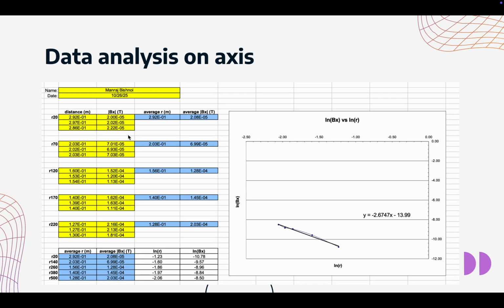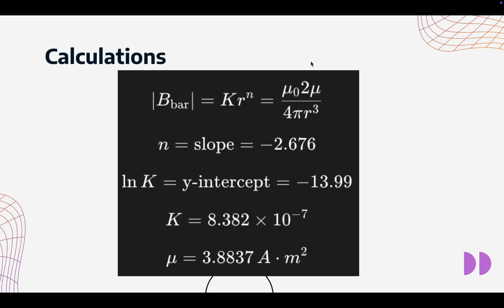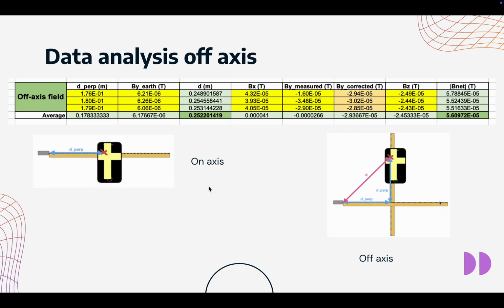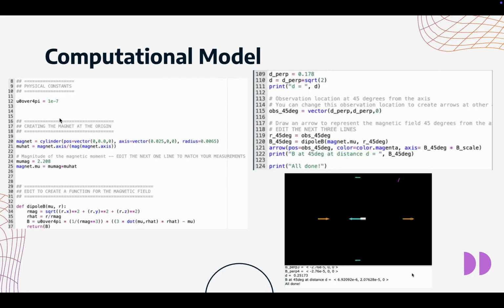This is the data we collected, and the slope over here is negative because as the distance increases, the magnitude of the magnetic field decreases. These are the calculations used to find the slope and other constants. This is the data for the off-axis, and this is the code.